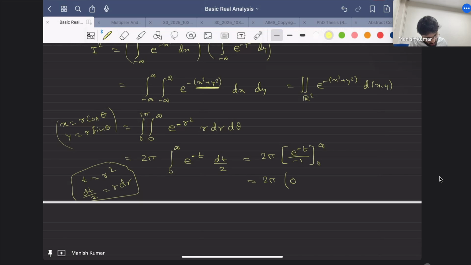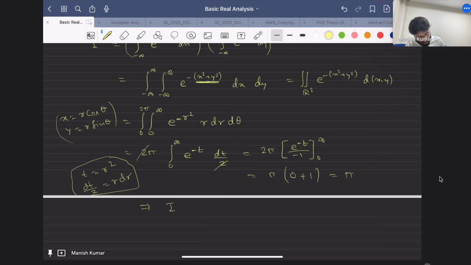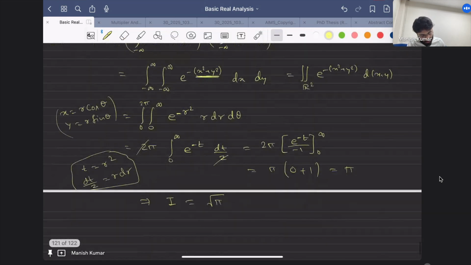Minus plus, it's turning out to be plus 1. Okay, so now, oh, I missed this 2. So this 2 will cancel with this one, so I'll have this pi. So this is pi, and this tells you that the value of integral I is nothing but root pi. Okay, but the thing is, why should it be root pi and not minus root pi?